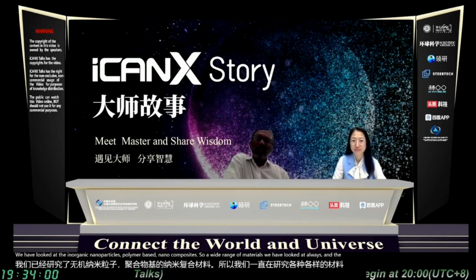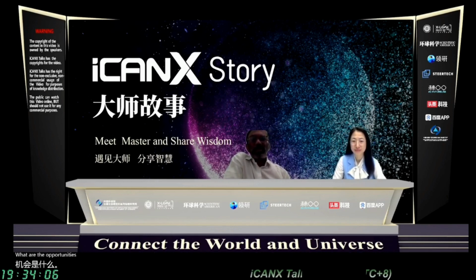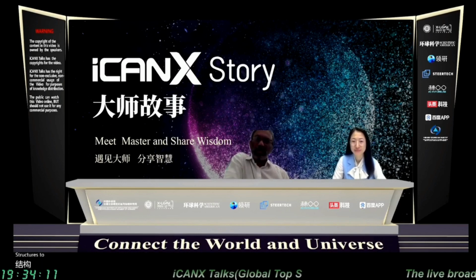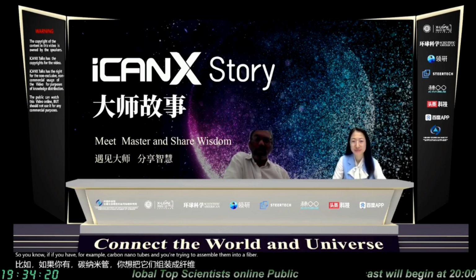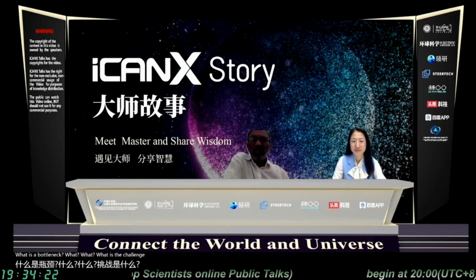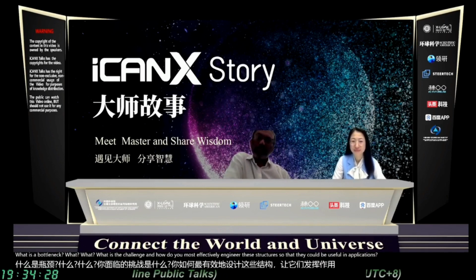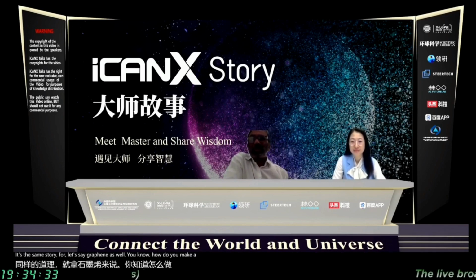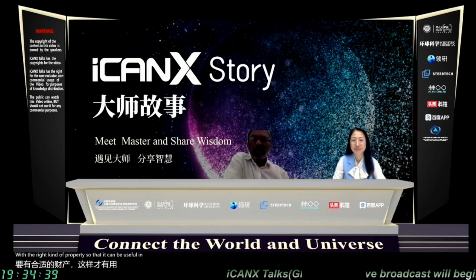And the real excitement for us is to see what are the opportunities and what are the challenges when you start to nano-engineer structures to larger scales. So, if you have, for example, carbon nanotubes and you're trying to assemble them into a fiber, what is the bottleneck? What is the challenge? And how do you most effectively engineer these structures so that they could be useful in applications? It's the same story for, let's say, graphene as well. How do you make a very large area graphene layer with the right kind of properties so that it can be useful in practical applications?